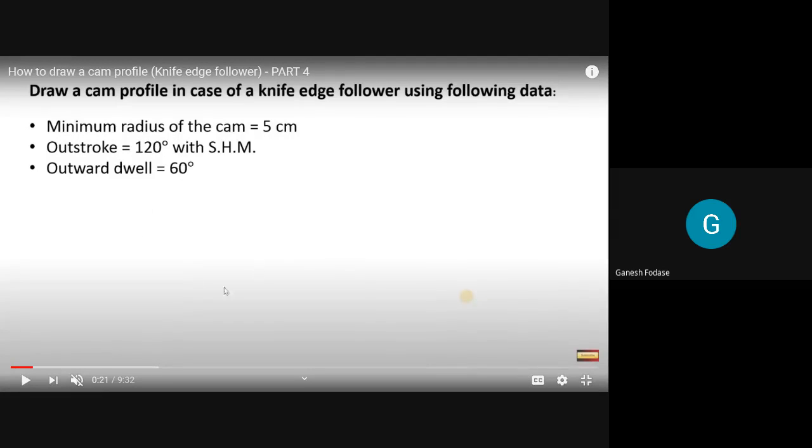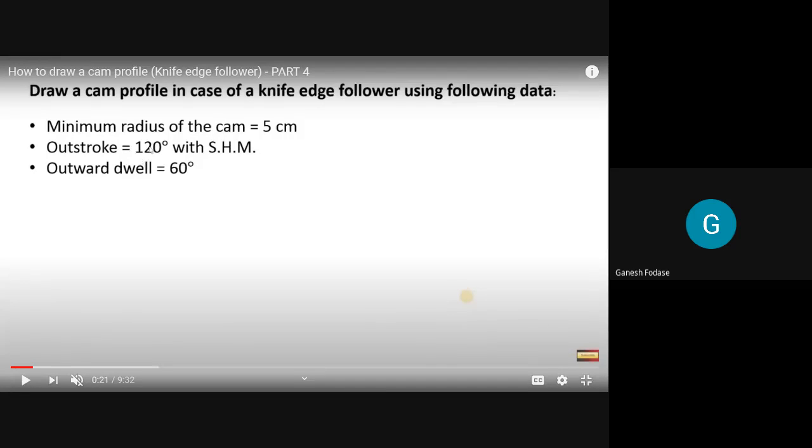We know that when the cam rotates, the follower will reciprocate. So when the cam rotates through 120 degree, the follower rises or moves out. So the angle of outstroke theta O is 120 degree and it is given with SHM. Here you can check the angle given and which type of motion it is, simple harmonic motion. We have to check how much theta O is, how much theta D is, and how much theta R is. Theta O is the angle of outstroke, theta D is the dwell angle, and theta R is the angle during return stroke.